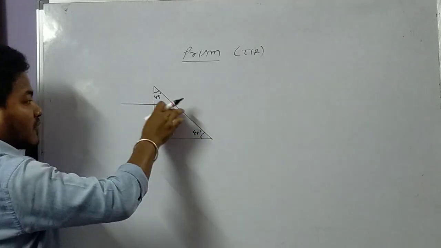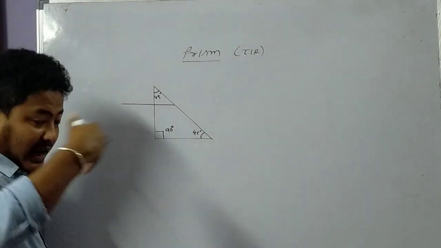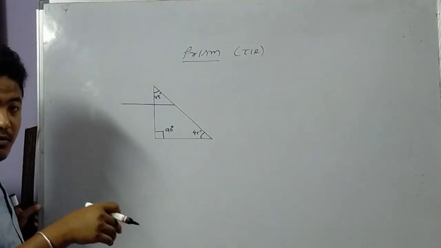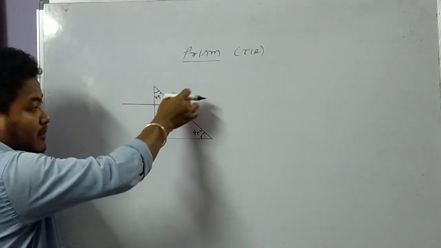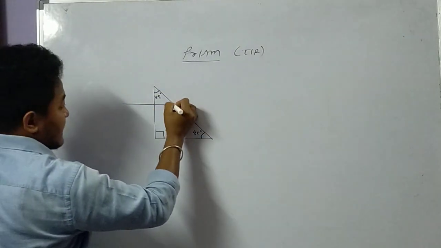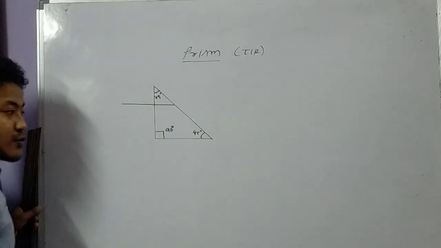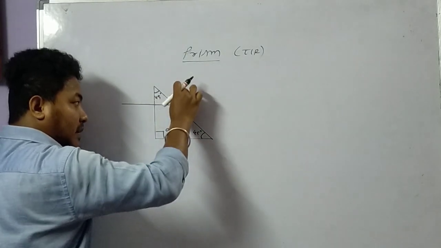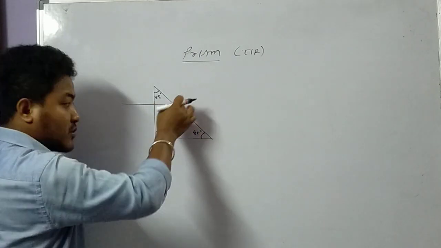That means if a ray of light is incident on a surface at 90 degrees, it goes undeviated, no matter whether it is going from denser medium to rare medium or rare medium to denser medium. But if you consider this your glass medium, it will be your denser medium, and the outside medium will be your rare medium, as it is air. So once it is entering the glass medium, it is traveling from denser to rare medium. In this case, what happens?